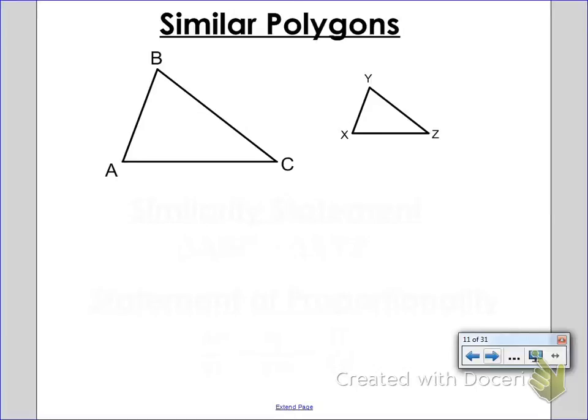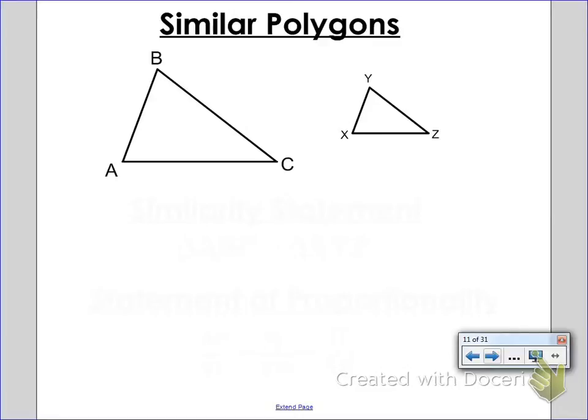This will be similar to what we did with dilations in our transformations unit. So these two triangles are an example of similar polygons. You see they're both triangles. They look very, very similar as far as dimensions. Just triangle XYZ is smaller than triangle ABC.